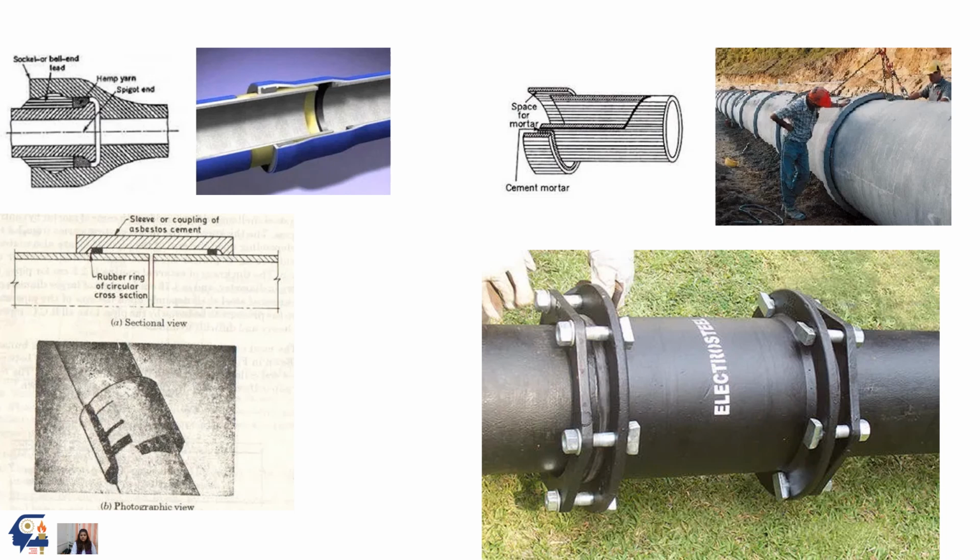These are pictures of some of the examples. The first one is a bell and spigot joint. Next we have mechanical joints, and this is a sectional view for a bituminous joint. So these are all pictorial representations of the joints.